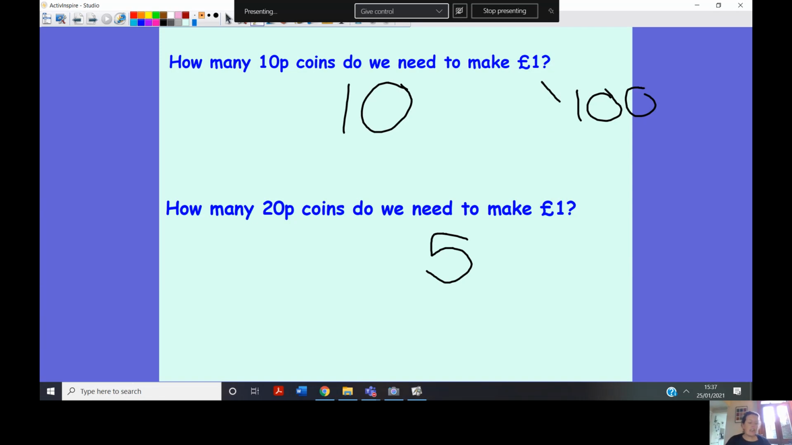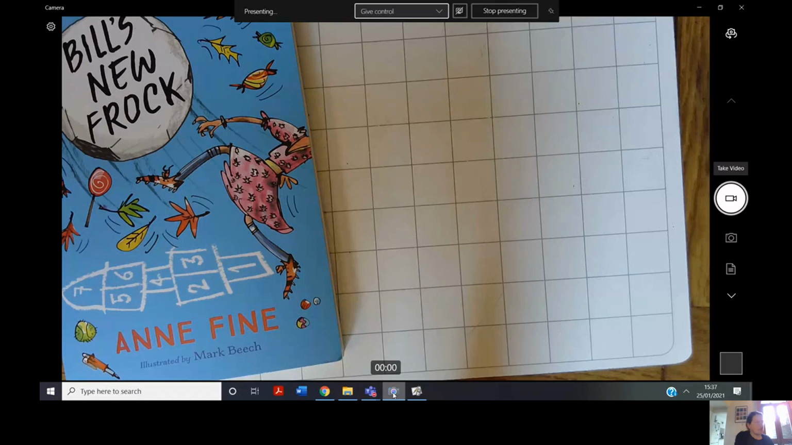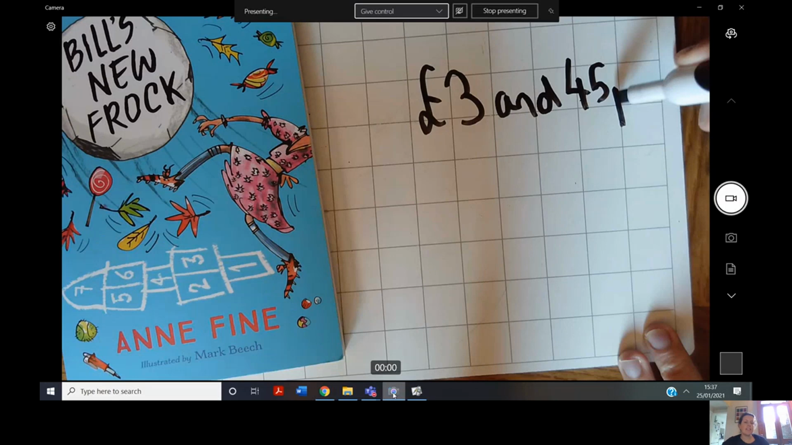So I'm going to be looking quickly at partitioning an amount. Here is a copy of Bill's New Frock. We all had a great time hearing from Anne Fine yesterday. This book costs £3.45. What is this in pence? How can I say this? Our 45 pence is already in pence, therefore we can just leave it be.